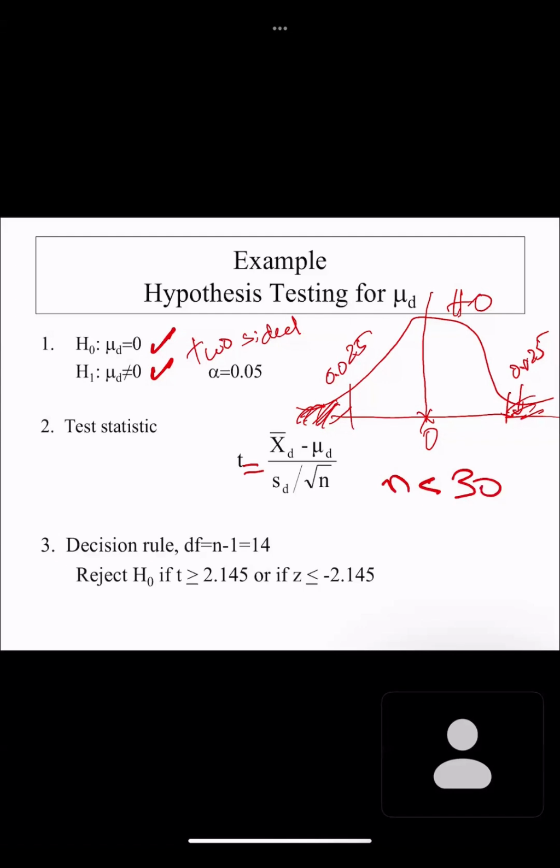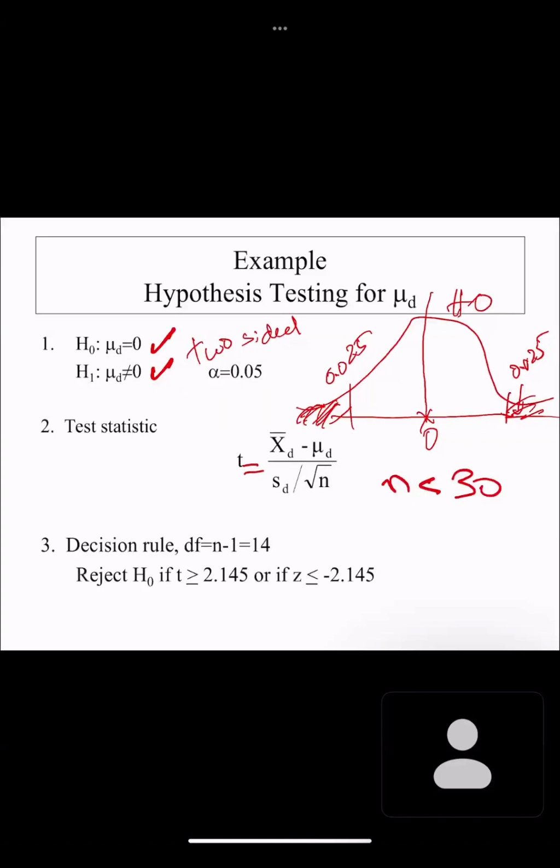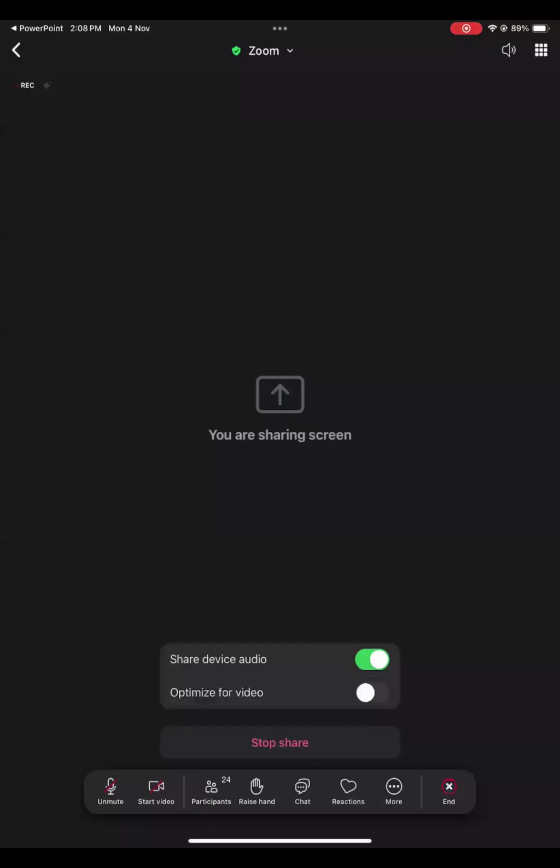So it's X bar D, which is minus 5.3, minus mu of D under H0, which is 0, over the standard error.